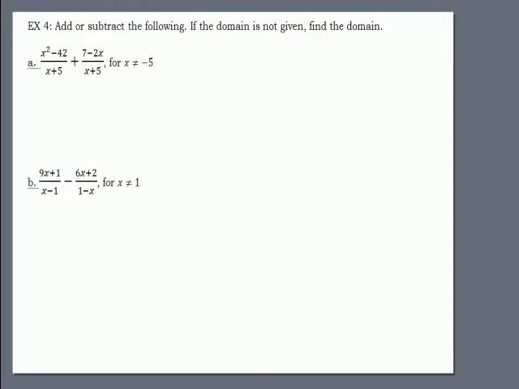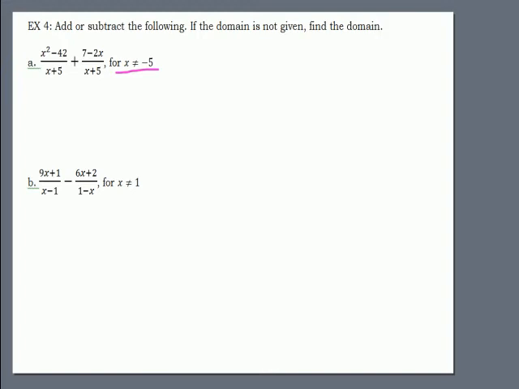In example 4, we're asked to add or subtract the following. If the domain is not given, find the domain. I'll point out here in this first example, we're told that x should not be equal to -5, and that is the domain. So we're given the domain here, and again, that comes by looking at where the denominator would be 0 and excluding that. So we can't have -5 because that would make the denominator 0.